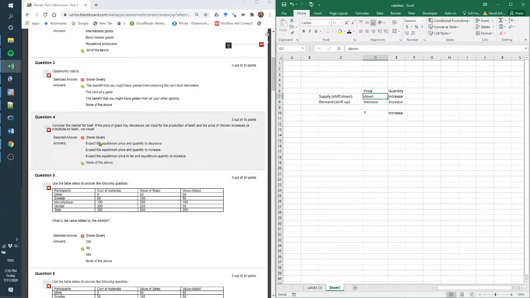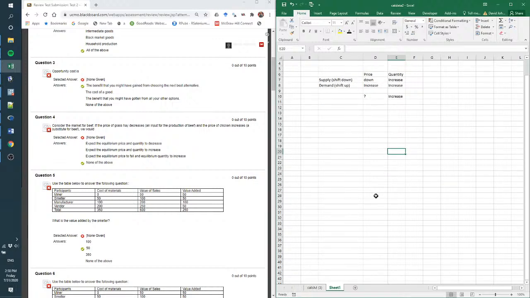Expect the equilibrium price and quantity to decrease. Nope, that's not it. Expect the equilibrium price and quantity to increase. Nope, that's not there. Expect the equilibrium price to fall and the equilibrium quantity to increase. Nope, that's not it. The correct answer there is going to be none of the above. There we go. All right, so let's now move on to question 5.